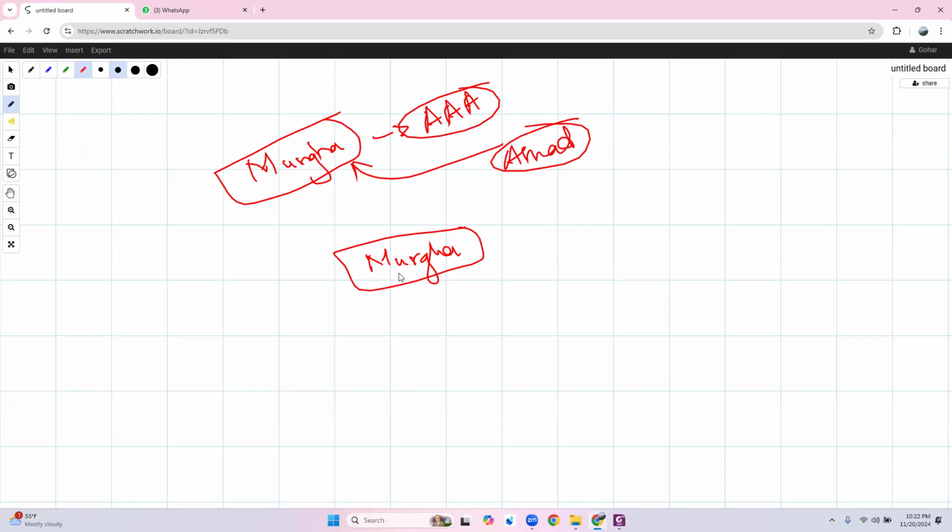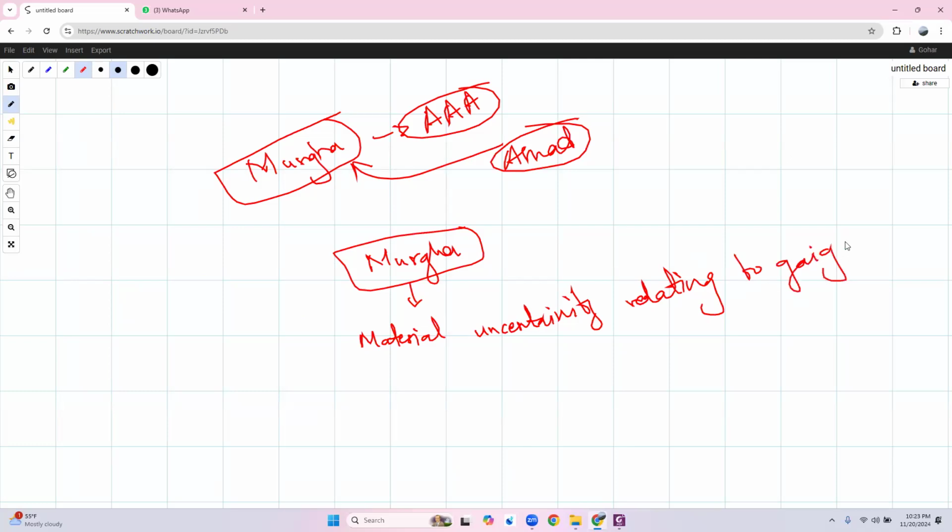Now, what is meant by Murgha? Murgha stands for material uncertainty relating to going concern. Material uncertainty relating to going concern, it is written within the notes. So if you want to write it down, you can, but I would not suggest it. Relating to going concern. So do you remember within review and completion, you studied about going concern.